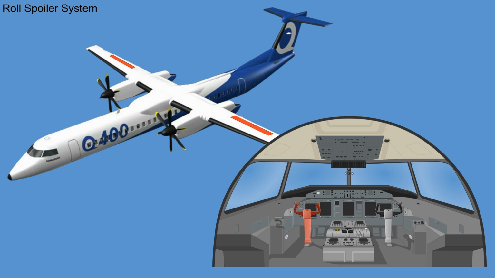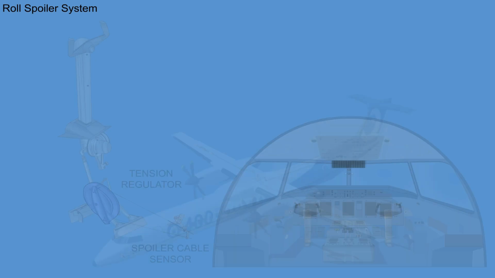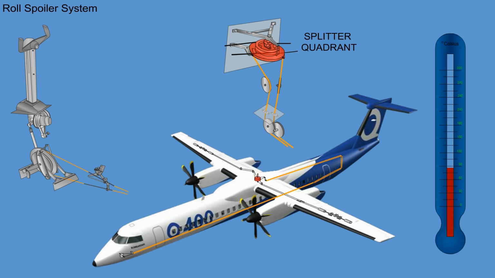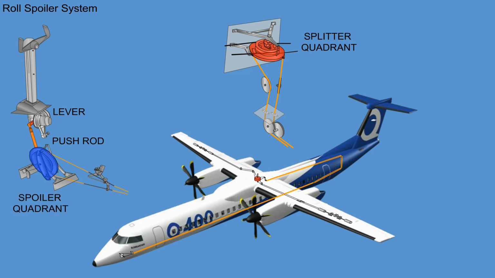The spoilers are controlled from the pilot's control column. Rotary movement of the pilot's control wheel is transmitted by a chain and sprocket mechanism to a lever on the base of the column. The lever is connected to the spoiler quadrant via a push rod. The quadrant integrates a tension regulator. The tension of the roll spoiler cable to the splitter quadrant is maintained constantly under all temperature conditions by the tension regulator. From the splitter quadrant, the mechanical movement continues via cables, push rods, levers, and quadrants to the spoiler power control units.